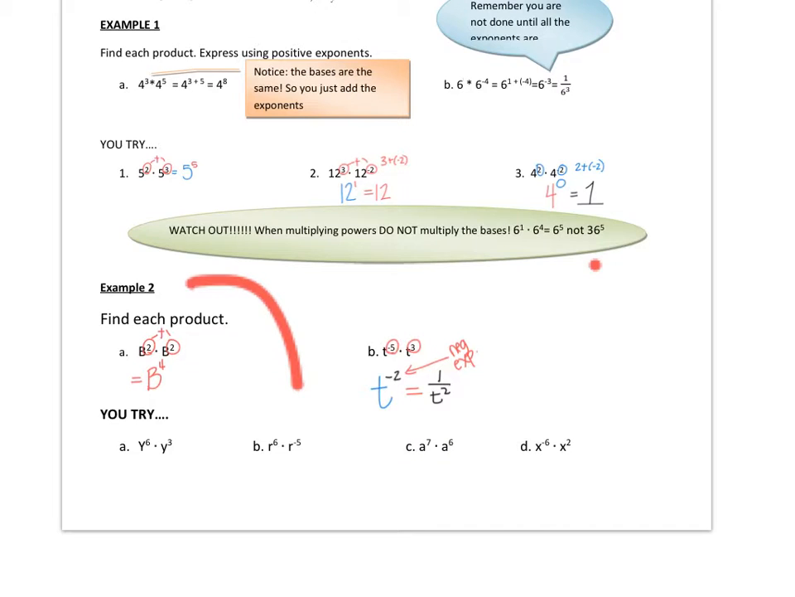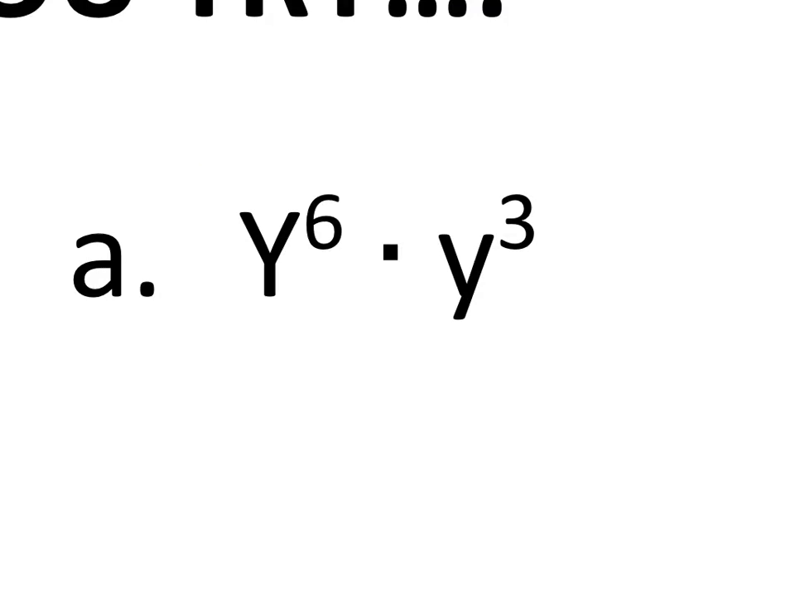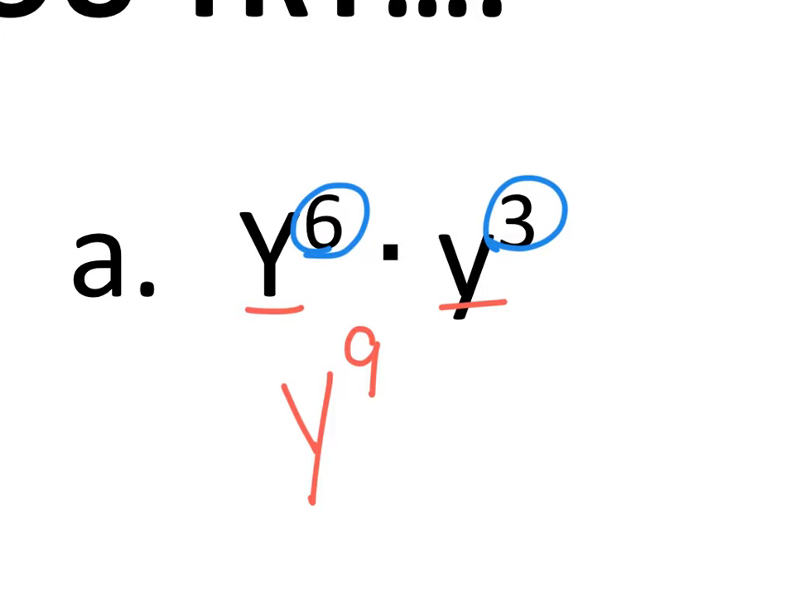Go ahead and do the bottom row, and then we'll go over them. All right, go ahead. What's my answer for A? Y with the exponent of 9. Very good. Y to the 9th. So my base is y. My exponents are 6 and 3, and I must add them. So I get y to the 9th.